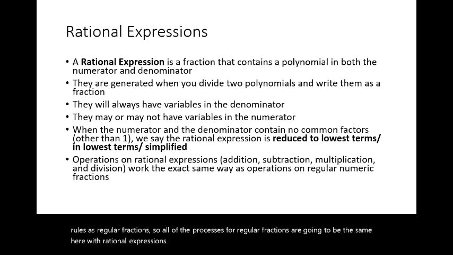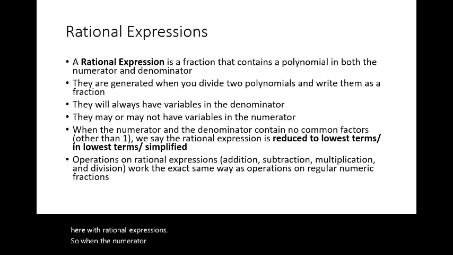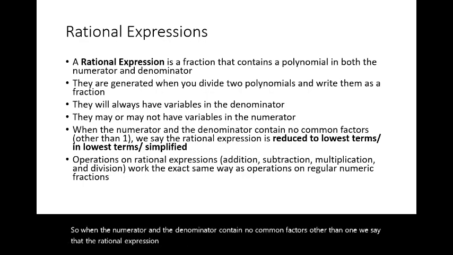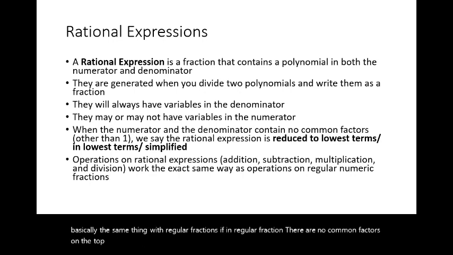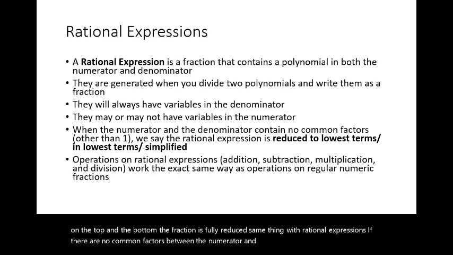When the numerator and the denominator contain no common factors other than 1, we say that the rational expression is fully reduced, or reduced to lowest terms, or simplified. So it's basically the same thing with regular fractions. If in a regular fraction there are no common factors on the top and the bottom, the fraction is fully reduced. Same thing with rational expressions. If there are no common factors between the numerator and denominator, the fraction is fully reduced.